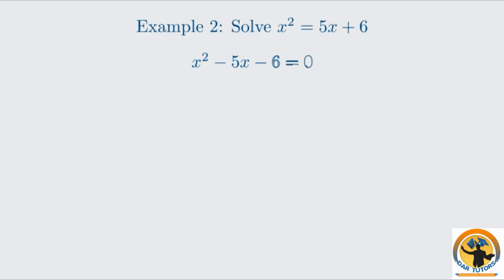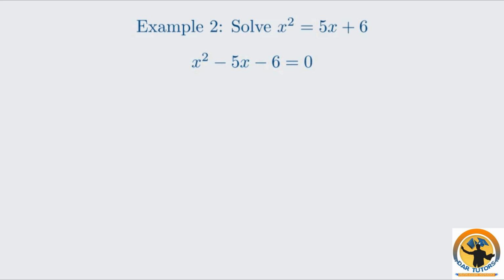Let's try another factorization example, this time with a trinomial. Solve the equation x squared equals 5x plus 6. The first step in factorization is always to rearrange the equation so that one side is 0. This is crucial for applying the null factor law. Subtracting 5x and 6 from both sides gives us x squared minus 5x minus 6 equals 0.